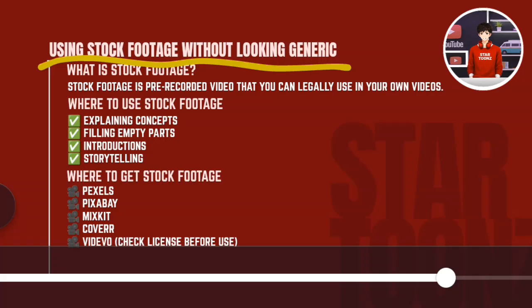Another important tip is to avoid overusing the same footage. If viewers see the exact same stock clip in every video, your content starts feeling repetitive. Mix different visuals whenever possible. You can also improve stock footage by adding your own style. Use slow zooms, text overlays, arrows, highlights, or color adjustments. This makes the footage feel unique instead of generic.